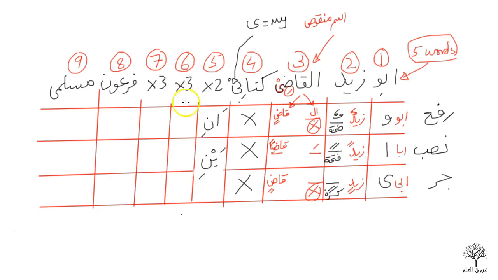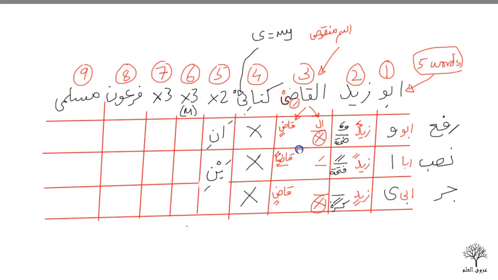Okay, number 6. 3 represents the masculine, so I'll put M for that. Plural masculine. Plural masculine words in Arabic we call sound masculine. Plural sound masculine words. So these words, plural sound masculine words, in the rafa state, it's una.